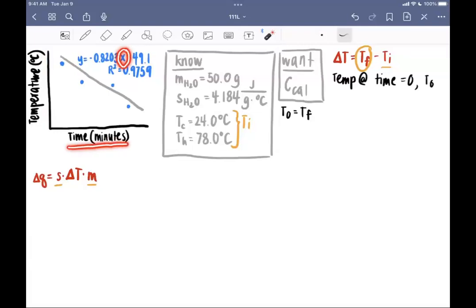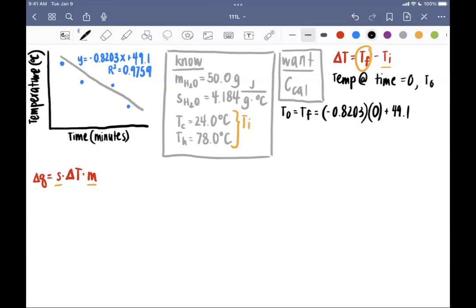So we can input 0 for our time and solve for y, or t0, which is going to be our t final. So we're going to input this is equal to negative 0.8203 times x, which is our time of 0, plus 49.1. We know that anything multiplied by 0 is going to be 0. So what that means is that T sub 0, or the final temperature, is equal to 49.1 degrees Celsius.